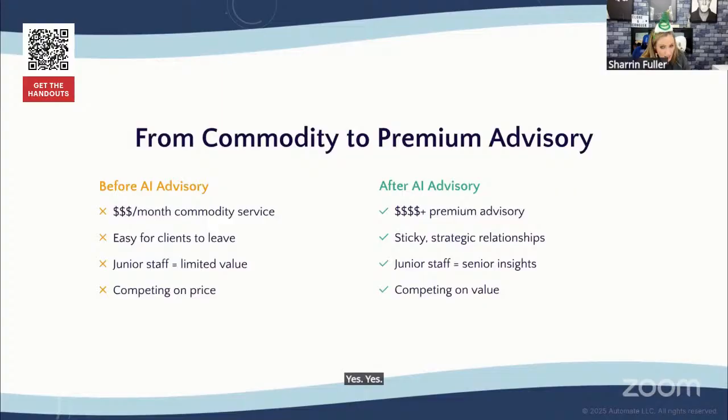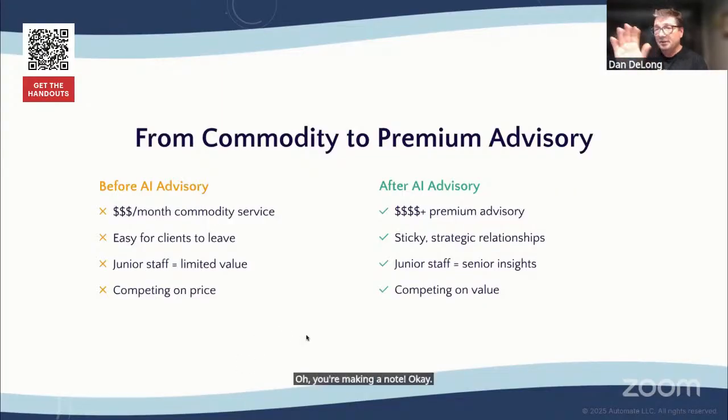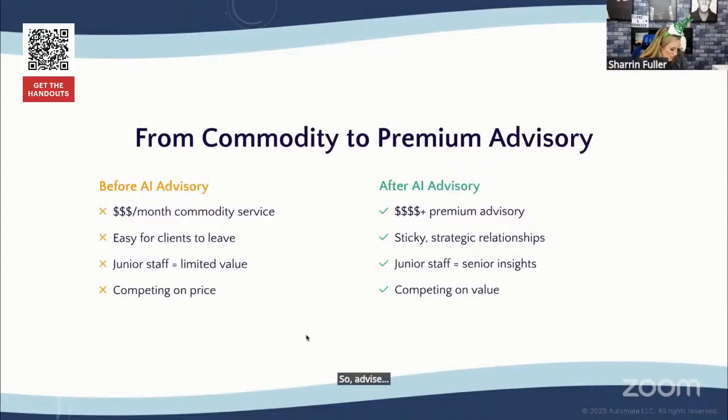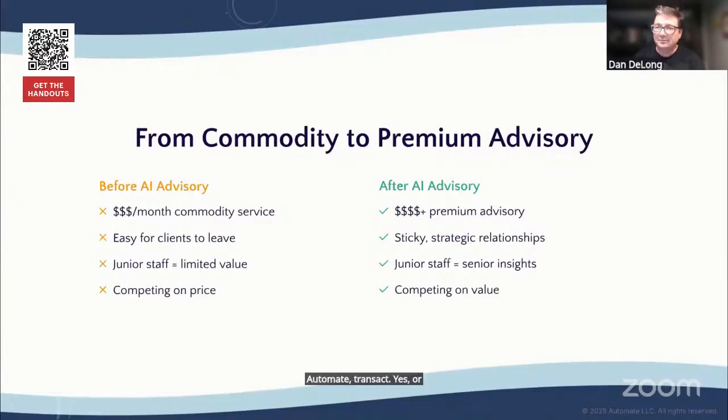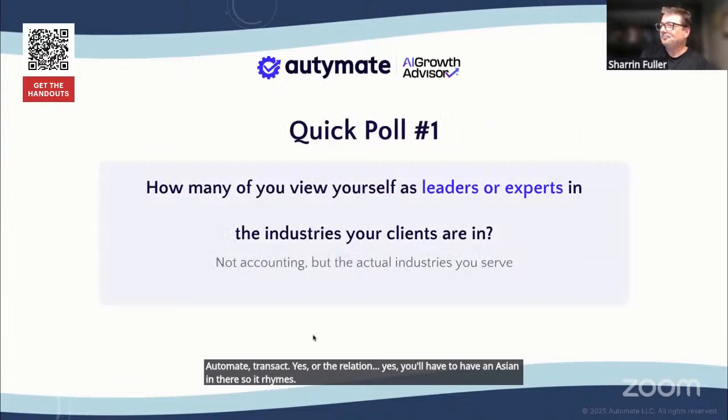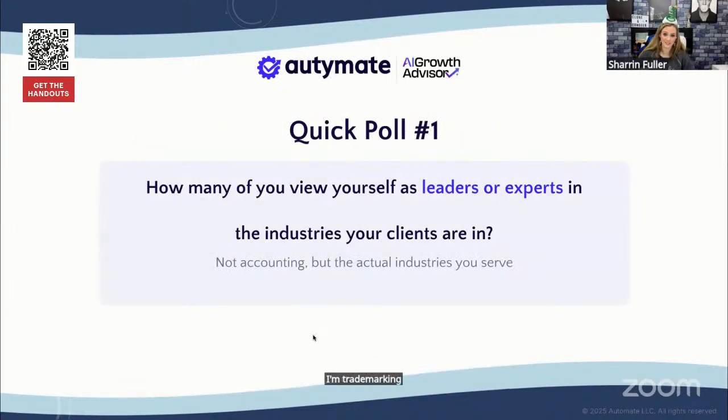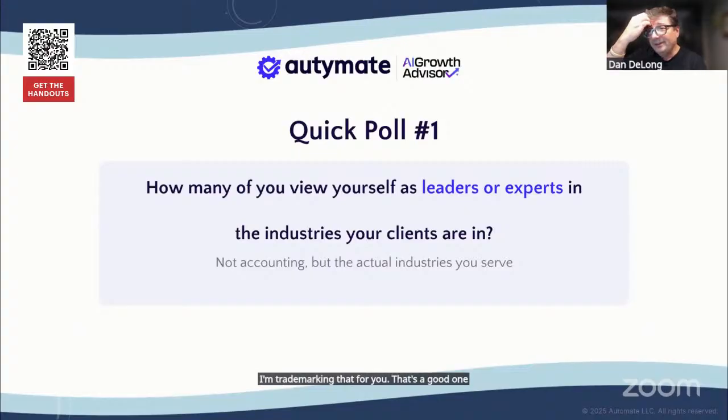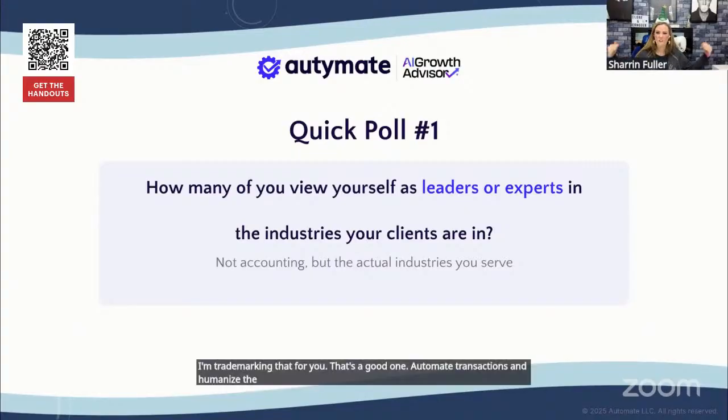I'm trademarking that for you. Yeah. Okay. So wait, what was it? Advisor. Automate the transactions and you humanize the interactions. Yes, or the relation. You'll have to have an Asian in there so it rhymes. I'm trademarking that for you. That's a good one. Automate transactions and humanize the interactions. I think Hector might have something to say. Oh, well, Hector didn't trademark it, so welcome to the USA, bro.